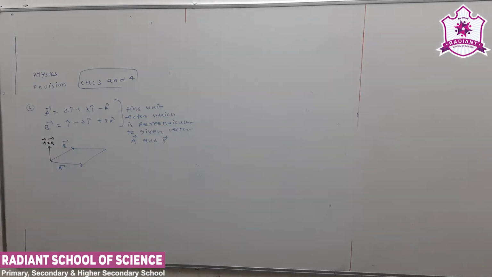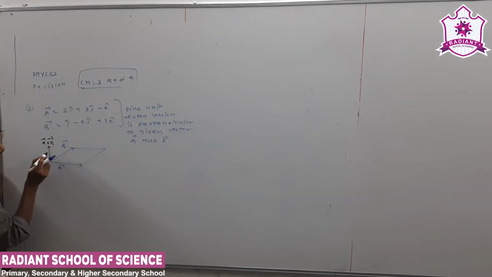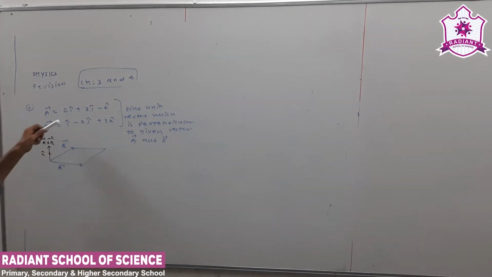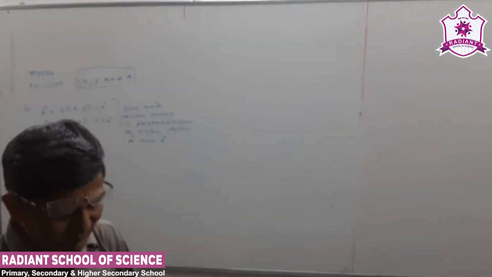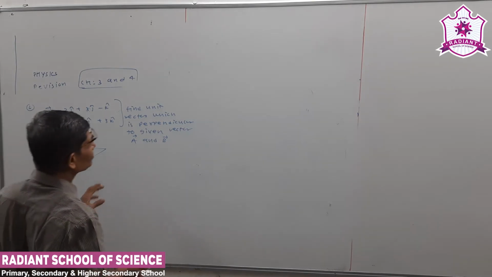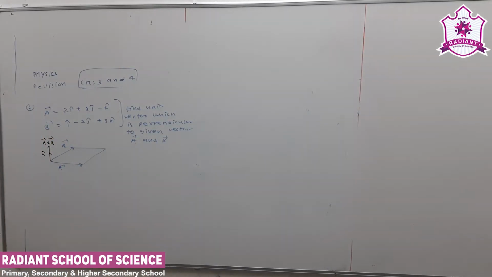Okay, then the unit vector of this vector A cross B will be perpendicular to the plane formed by vector A as well as B. So suppose we have to find the unit vector which is perpendicular to both of the vectors, then what should we do? First, we should find the vector product.